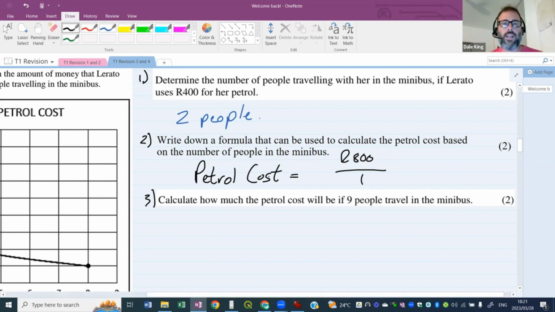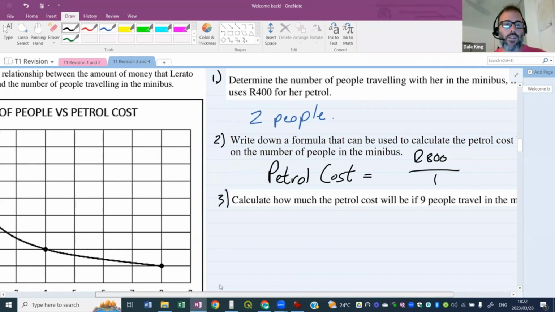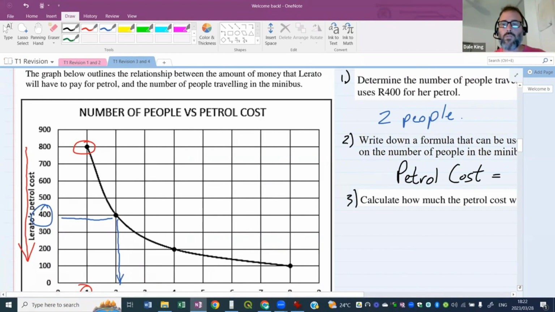All right. Now, often when they ask you to write down a formula, they usually then ask you how to use that formula. So here comes question 3, excuse me. Calculate how much the petrol cost will be if 9 people travel to the minibus taxi. Now, in the exam, if you got a question 2 and you're not sure how to write this formula, I'm sure when you get to question 3, you're going to try and look at the graph and try to work this out. So let's have a look at the graph to see if this can help us. We'll use the formula, but let's have a look at the graph. Calculate how much the petrol cost will be if 9 people are in the taxi. So if we go to our graph now, will the graph be able to help us out here?